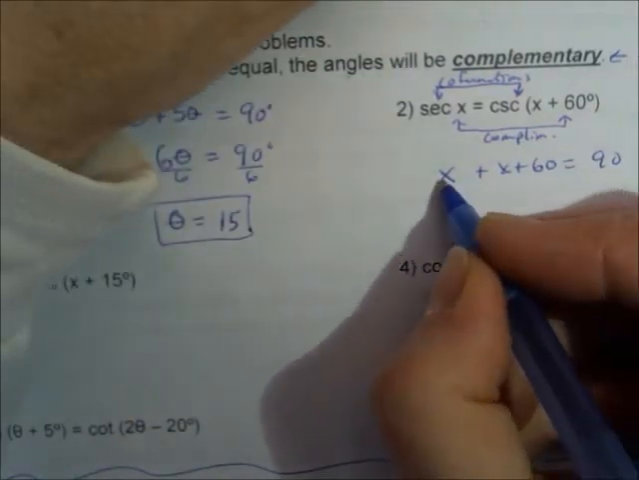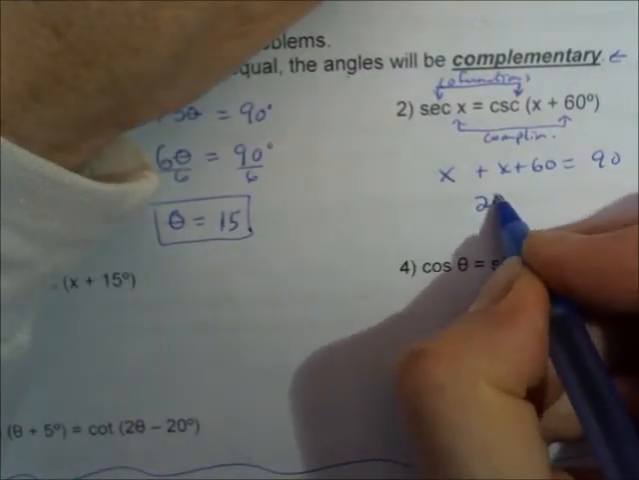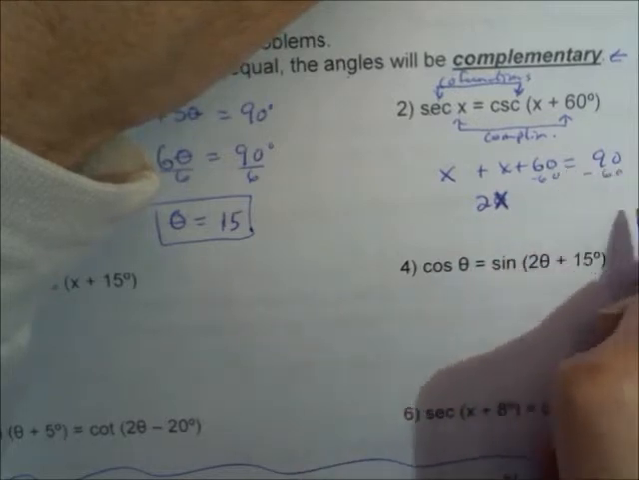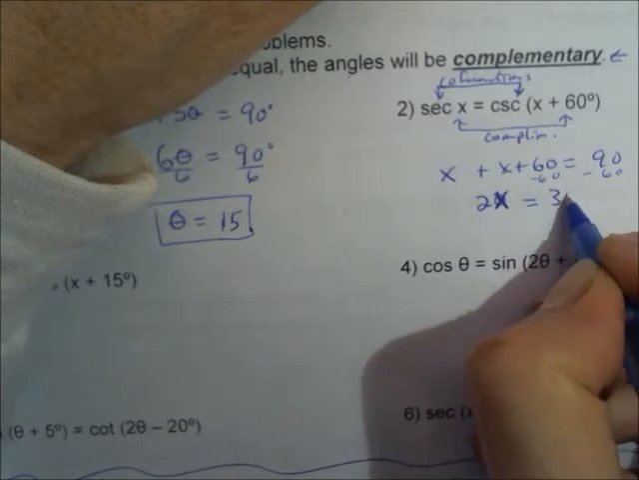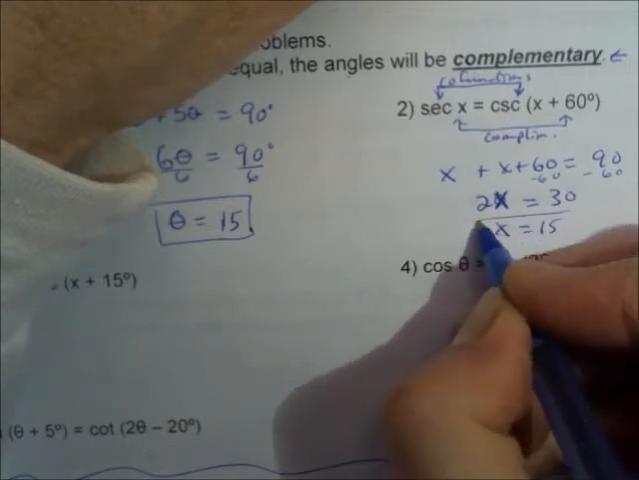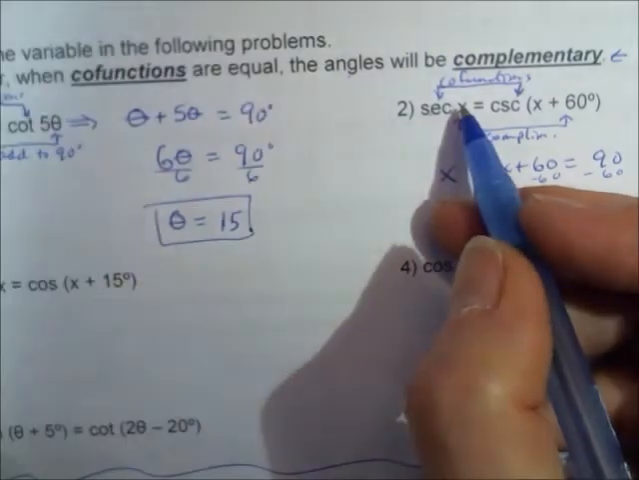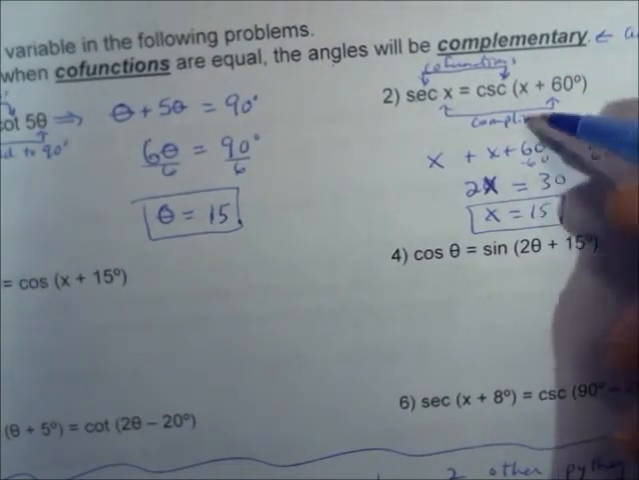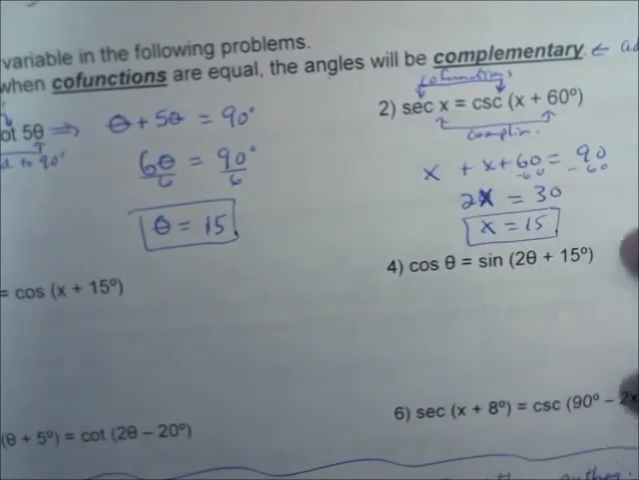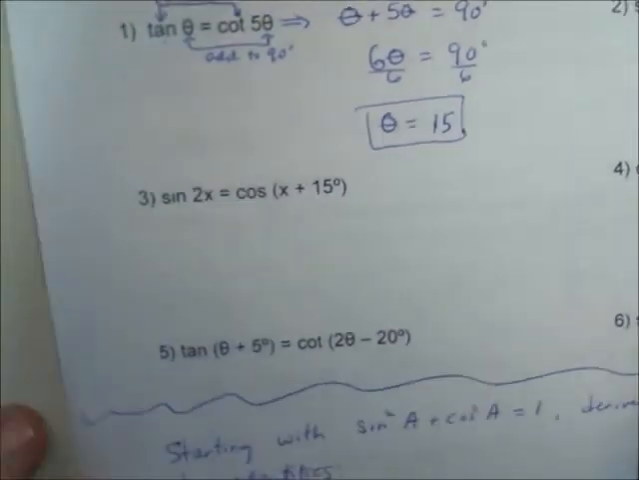So what we get is x plus x is 2x. Subtract 60 from each side to save ourselves a little room. So 2x is equal to 30. And divide each side by 2, x equals 15. And the secant of 15 should equal the cosecant of 15 plus 60, which is 75. And that should work because 15 and 75 are complementary.